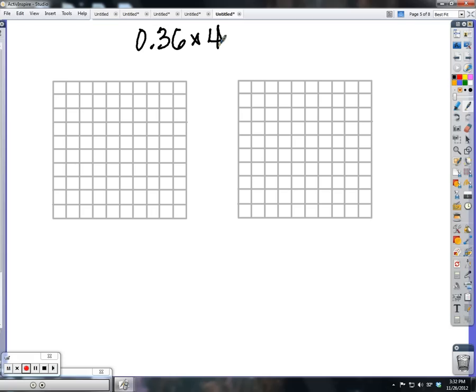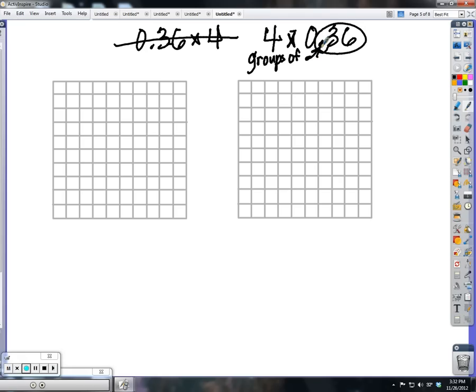Now, one way to think of this, which I think makes a little more sense, is to use the commutative property and switch these two around. So let's think of it as 4 times 36/100ths. The reason I'm going to switch it around is because it makes a little bit better sense when you see it in the model. We need 4 groups of 36/100ths.